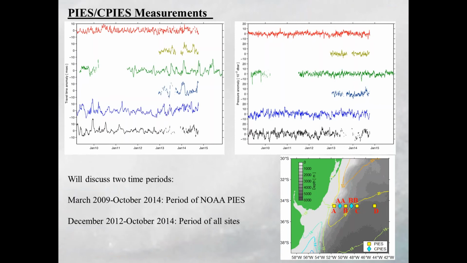So you get the travel time records, the top left, and the pressure records on the right, and those are basically from the top instruments across to the top line is the leftmost instrument, the bottom line is the rightmost instrument. What you can see, so for example, you can see that these two instruments started in December of 2012. These are the two Brazilian additions to the array. You'll also notice a few other things.